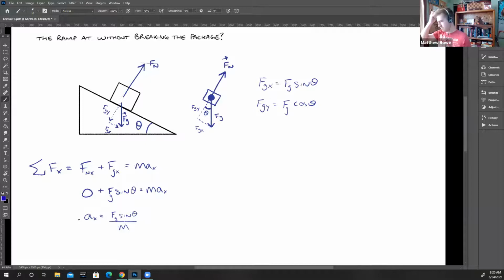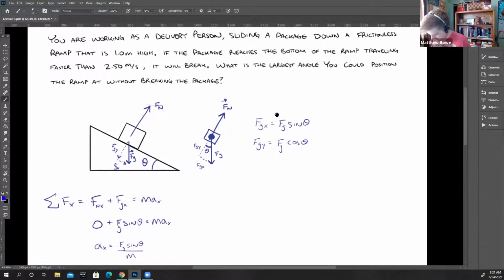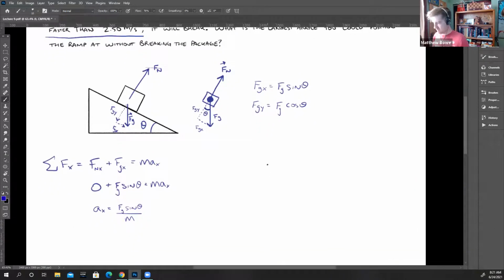Let's first, before we do that, what would a final velocity down here look like? So first off, we need to set a limit. So we wanted this package to not go past. Let's see, it's right here at the top. So if the package reaches the bottom of the ramp traveling faster than this, it will break. So that's sort of our limit. So we need a way to sort of show this.